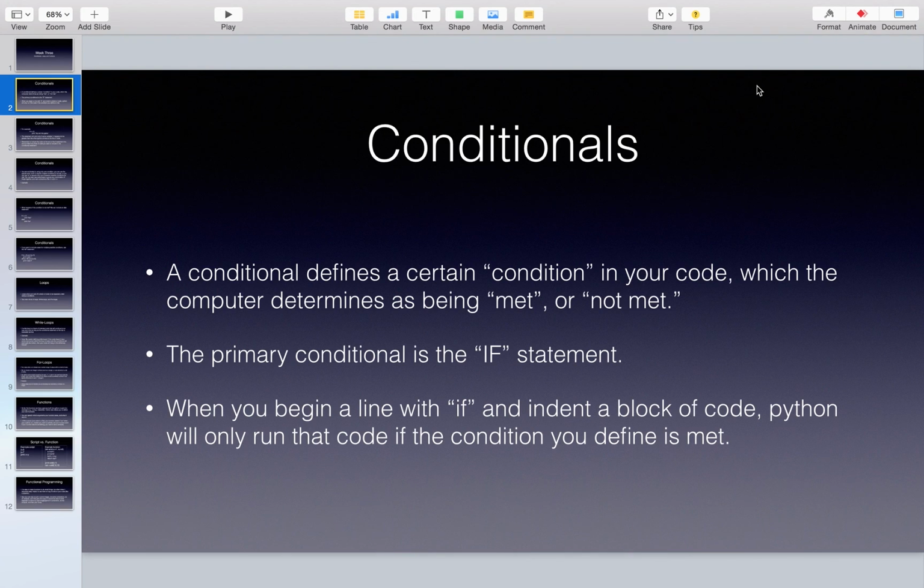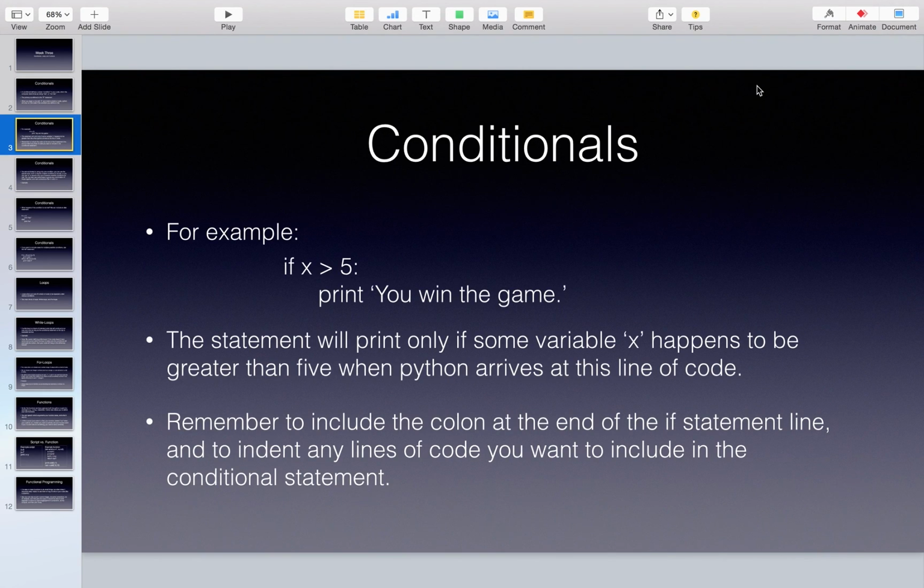So the primary conditional is if, and when you begin a line with if, it basically creates an indented block of code. And that indented block of code will be run only if that statement is evaluated as true. So to give an example, I can say if x greater than 5, indent, print, you win the game. So basically what will happen at this point is, and remember that the interpreter reads line by line, storing variables as they're created, if it gets to this line of code and x happens to be greater than 5 at that point in time, it will print, you win the game, and then keep going to the next section of code.